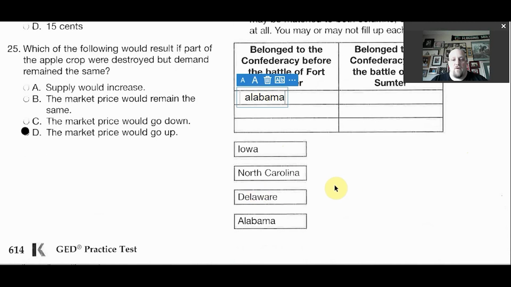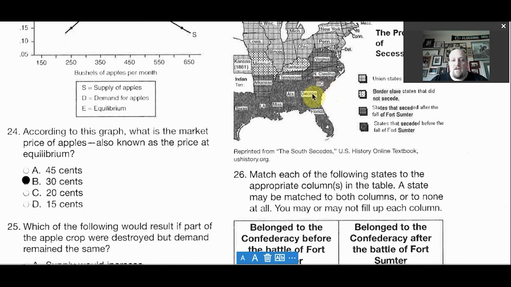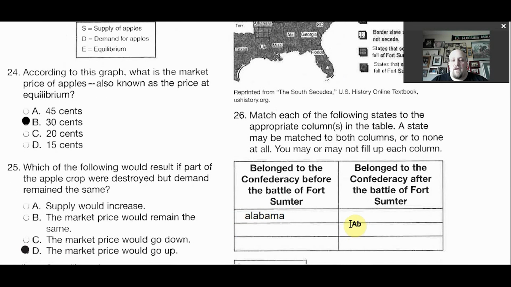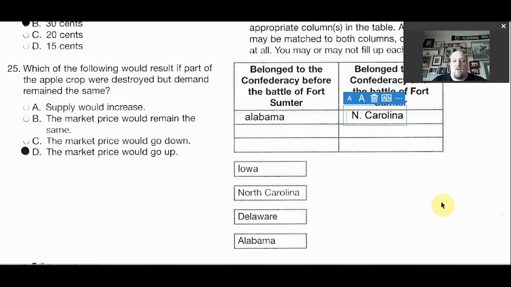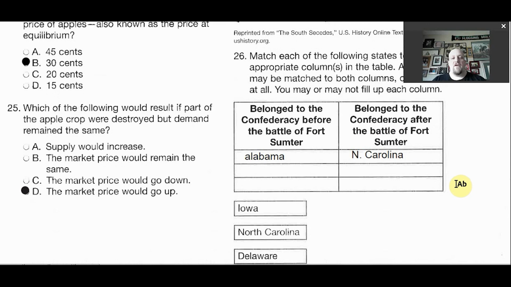And then we look at North Carolina, I'm sorry. So North Carolina, where did it go? So here it is, and it's got like the little X's and stuff. So it states it seceded after the fall of Fort Sumter, I'm sorry. So it's North Carolina. We'll go in this one right here. North Carolina. Okay. And then Iowa and Delaware, neither one, they don't fit into either of these columns. So it's important to remember that you don't always have to fill these in. Just because they're there doesn't mean they're going to fit into a column. It'll tell you if you have to put them all in a column or not.